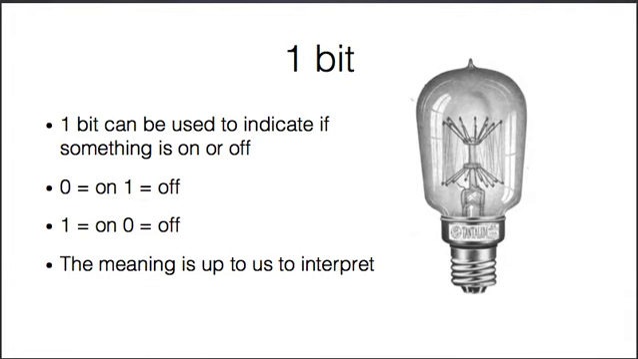And that's a really, really important point. You could do it completely the other way around. You could say, if the bit is 1, that means the projector is on, and if the bit is 0, that means the projector is off. Bits don't mean anything by themselves.